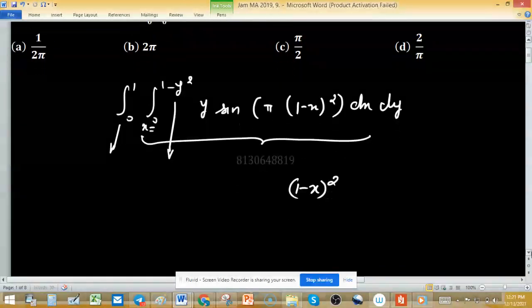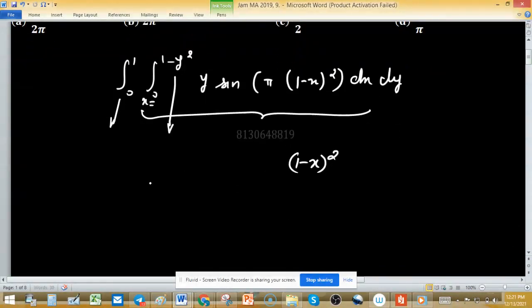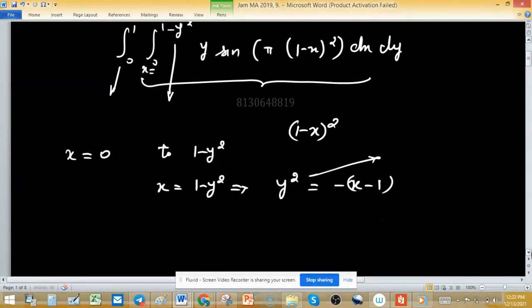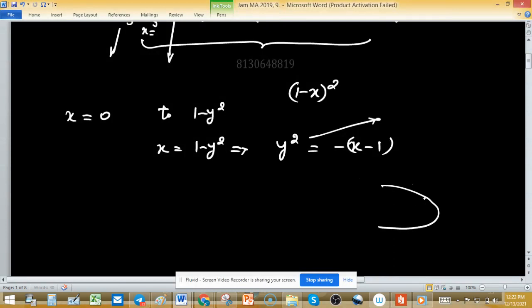To change the order of integration, first we need the region of integration. As the limits of x are from 0 to 1 minus y square, it means that x equals 1 minus y square, implying that y square is equal to minus of x minus 1, and this is the structure of a parabola. So this is the parabola, and this is the vertex 1 comma 0, and the y axis intercepts are 0 comma 1 and 0 comma minus 1.